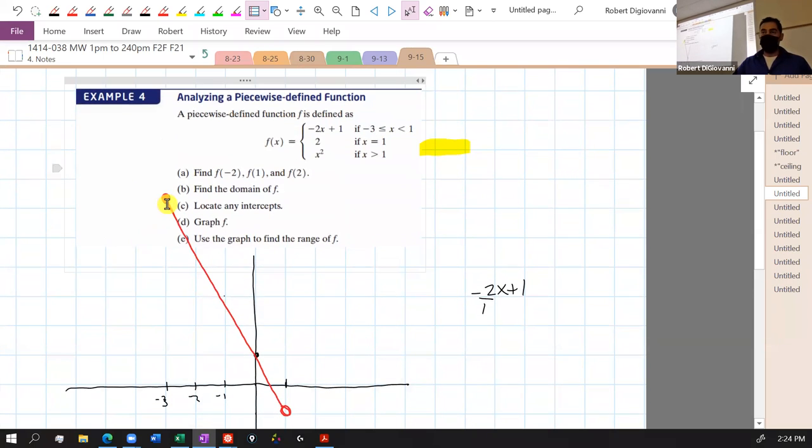Like how high up? Well, you could figure that out by just plugging -3 in here. If you plug -3 in here, you'll get -2 times -3 is 6, then +1 would be 7. Make sense?